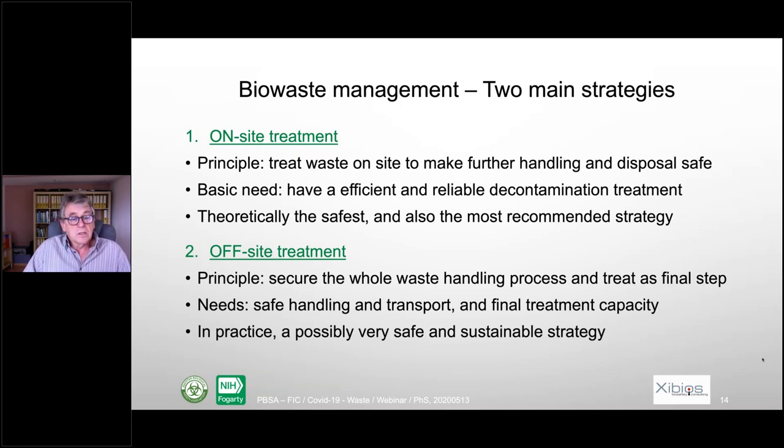The second strategy is off-site treatment. In this case, the principle is to secure the whole waste handling process from the start to the end and treat the waste as a final step. The need there is to have safe handling and transport, and also a good final treatment capacity. In practice, it's not the most recommended, but actually it can be a very safe and very sustainable strategy.